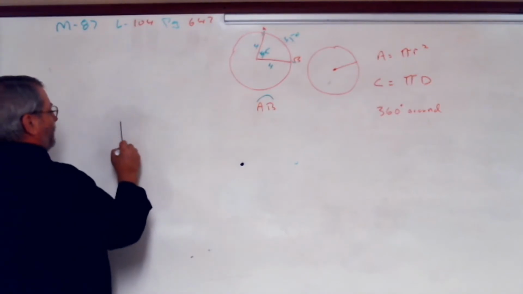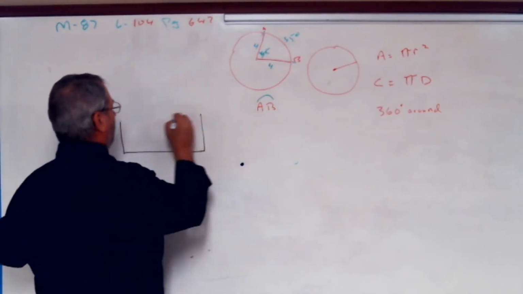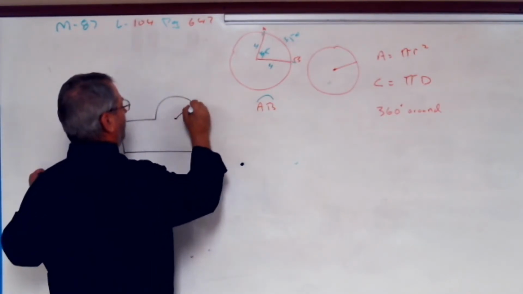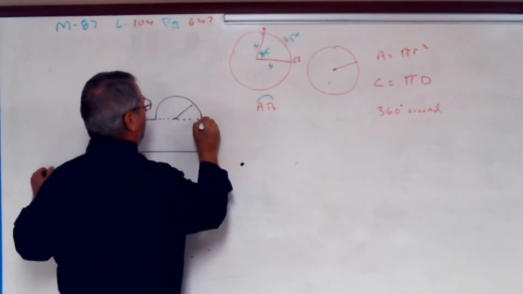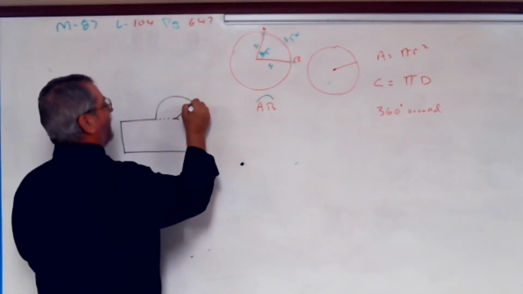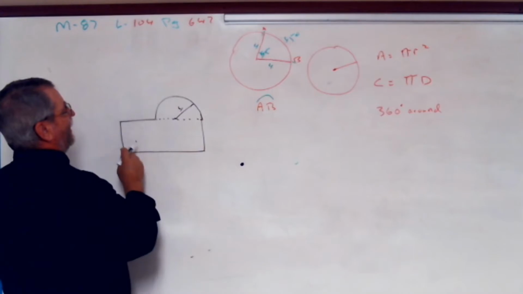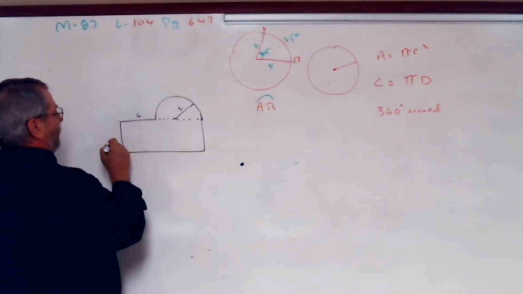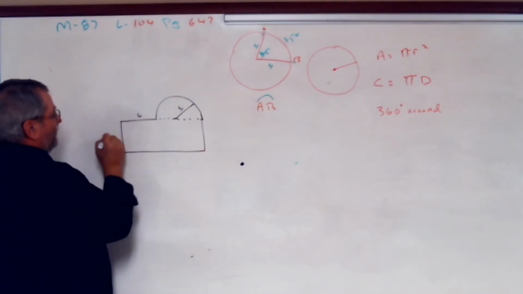So if I have this right here, I want to find this little taco right here, all right? So here we go. The radius here is going to be 4. We'll call this piece here 6. And we'll just say, because I want to, this here is 5.